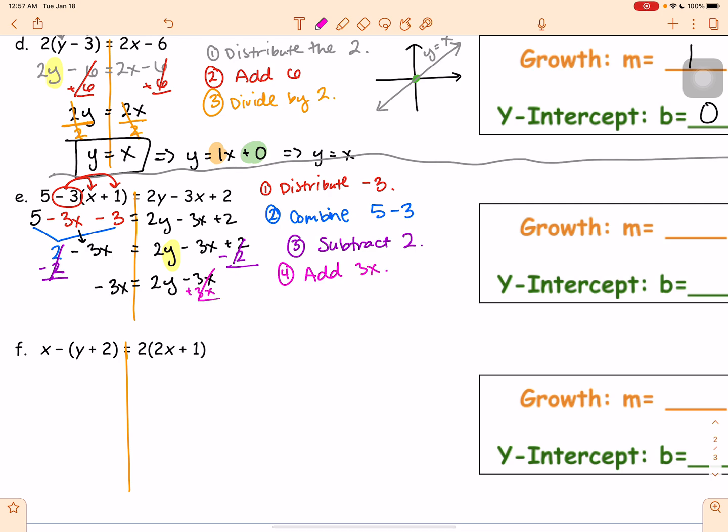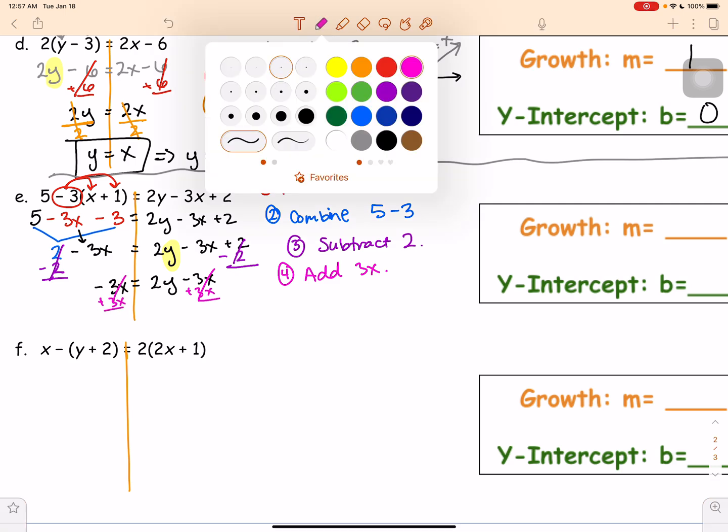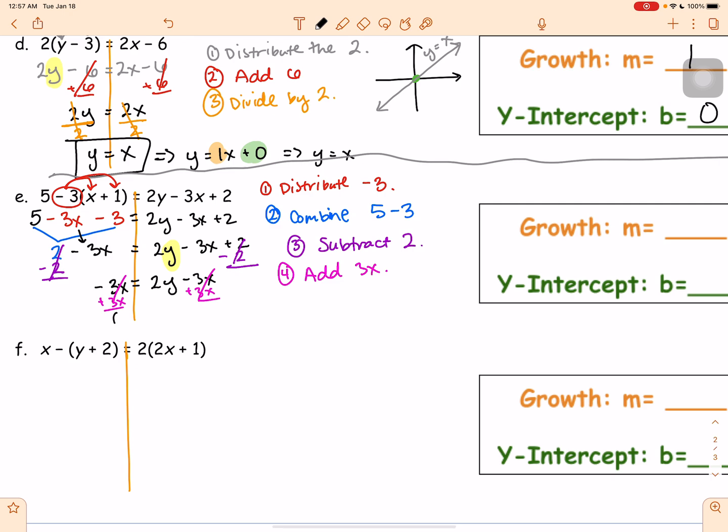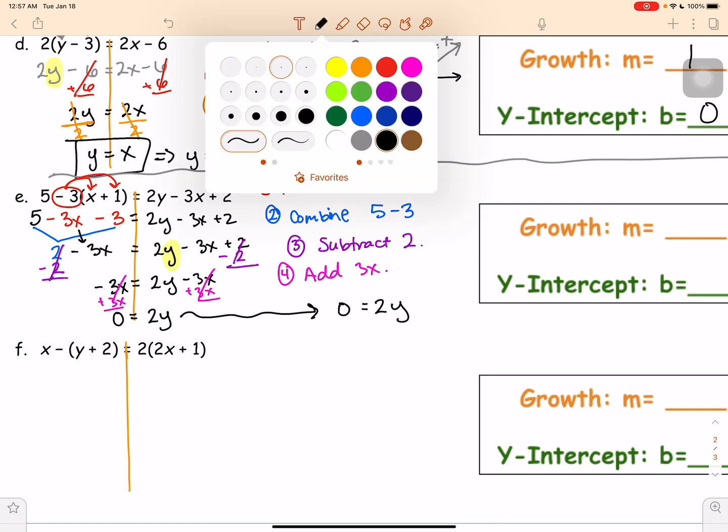That would 0 out, and this happens to 0 out as well. Now that's not the end of it. You need to write 0 equals 2y. That is so, so, so important. I'm going to write over here because I'm out of room. So 0 equals 2y, and we still need to solve for y. Okay, still need to do it.